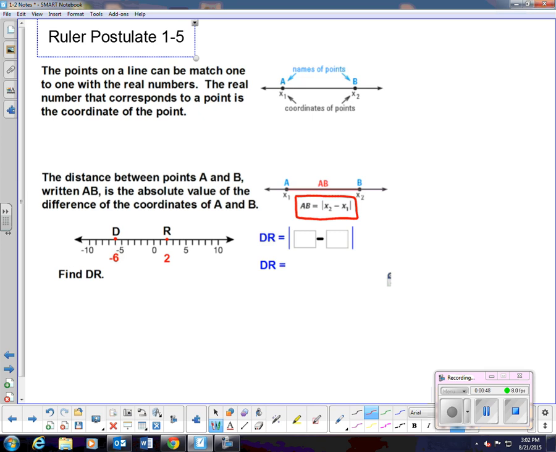So it doesn't matter which order you go, actually. You'll still get the distance every time, but it's the absolute value, because absolute value is the distance away from 0, and that keeps the value always being a positive number.